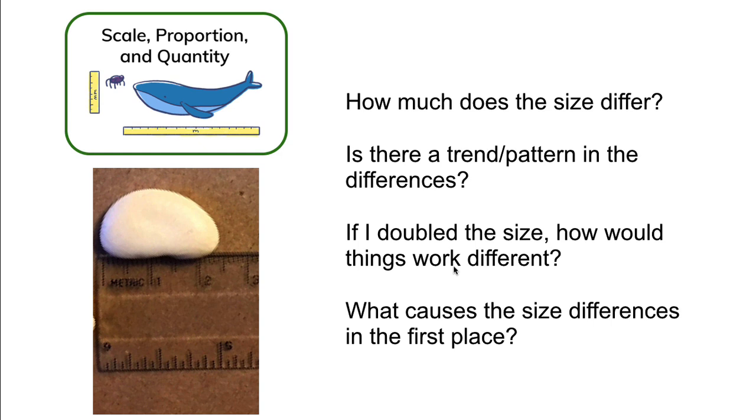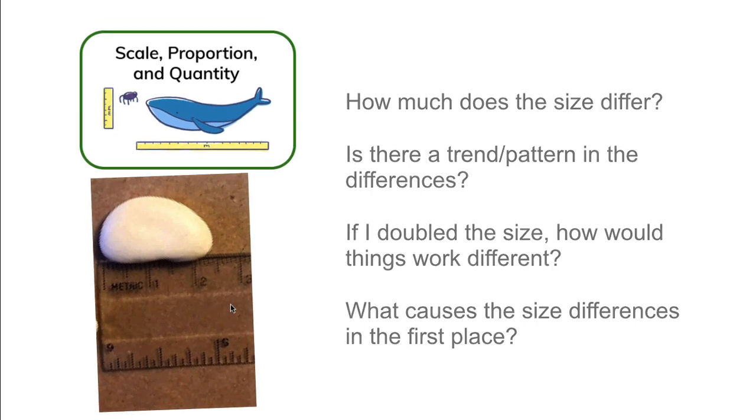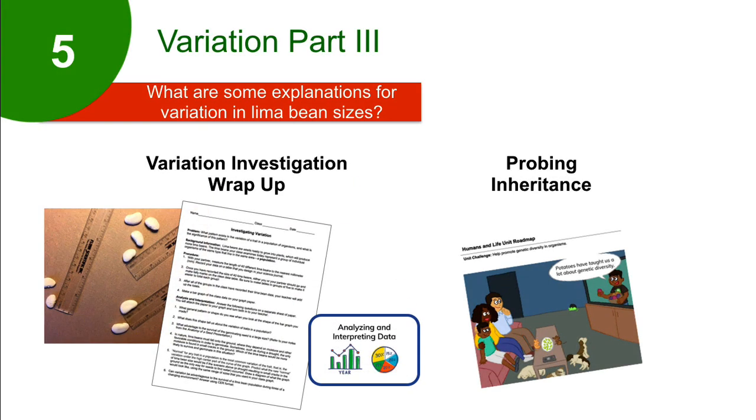What's the effect of the size? But we can also ask, what causes the size differences in the first place? All these questions will help drive students forward in their future scientific investigations. In the next lesson, we put those questions to work as students analyze and interpret their data. At the end of the activity, students should be able to address the question, what are some explanations for variation in lima bean sizes?